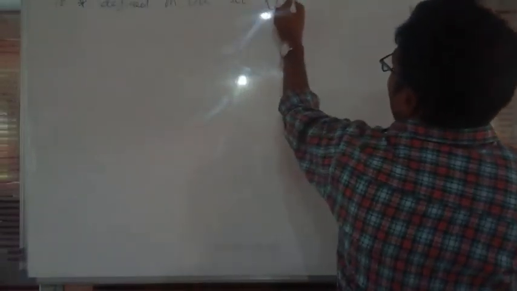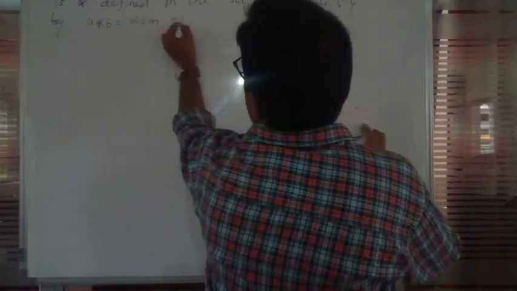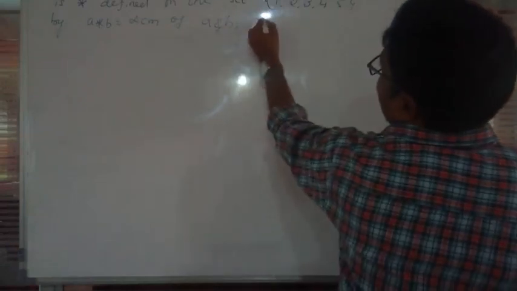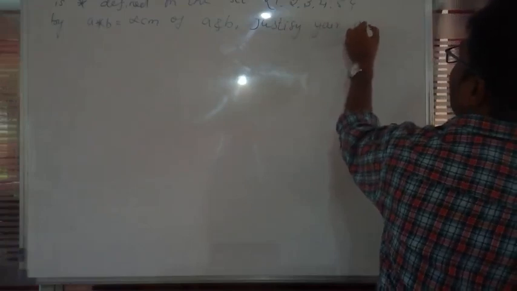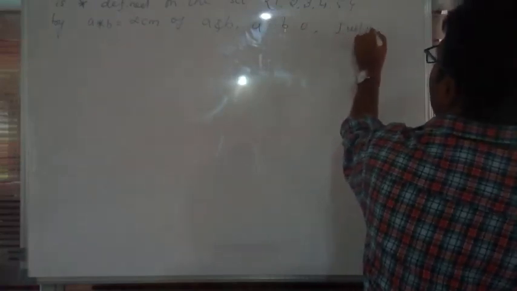I will give another one-mark question. It is also a very simple question. Is star defined on the set 1, 2, 3, 4, 5 by A star B equal to LCM of A and B a binary operation? Justify your answer.